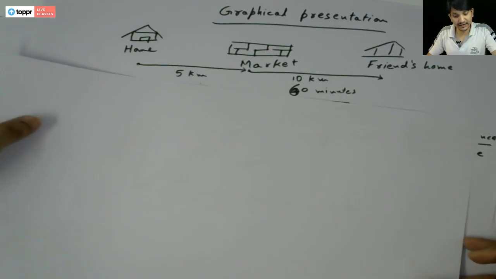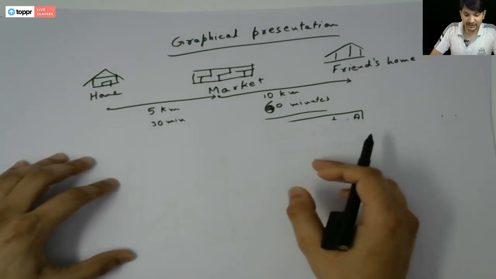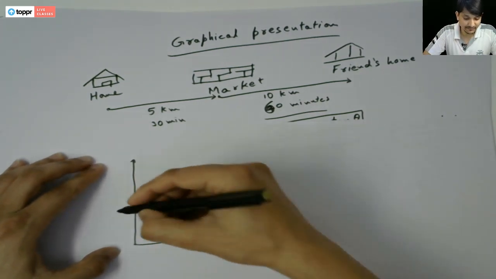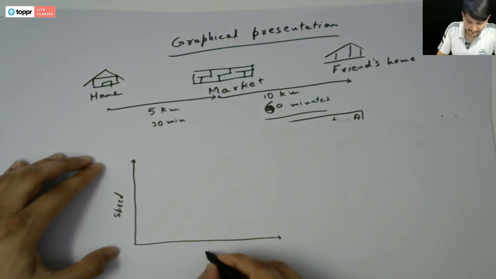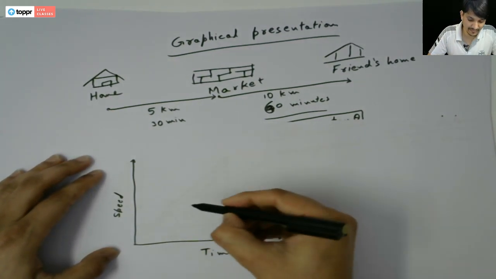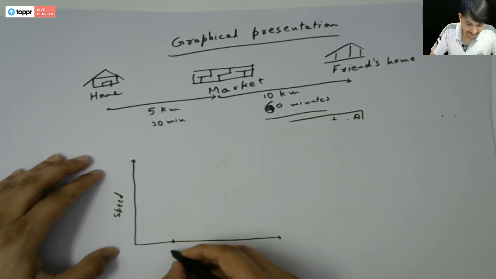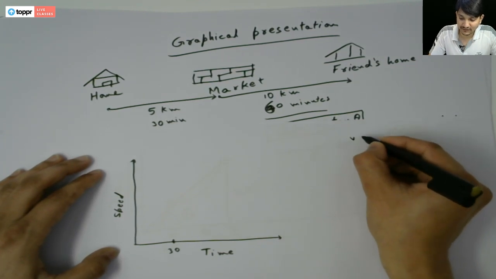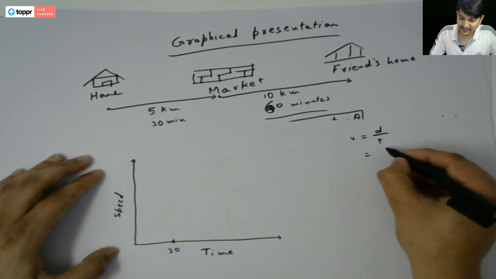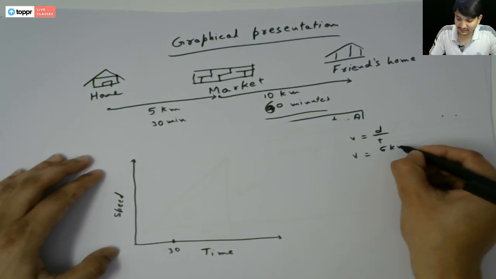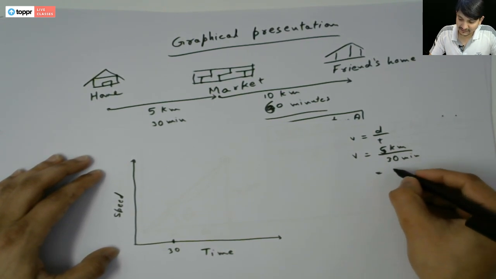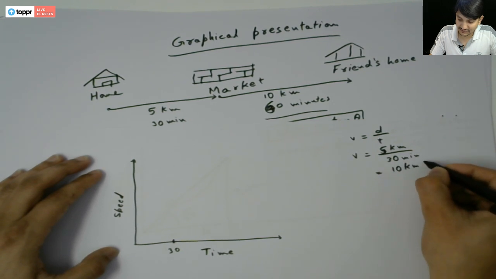Let us try and work the same example and try to plot another graph. And this time we are not plotting distance but speed. We know that in 30 minutes we have gone 5 kilometers. So using the formula of speed equals distance by time, we can simply say speed equals 5 kilometers by 30 minutes or half an hour. Solving it, we get 10 kilometers per hour.